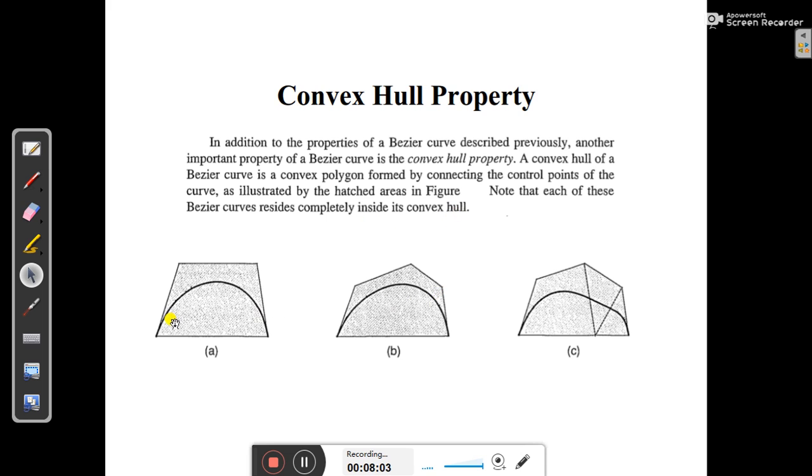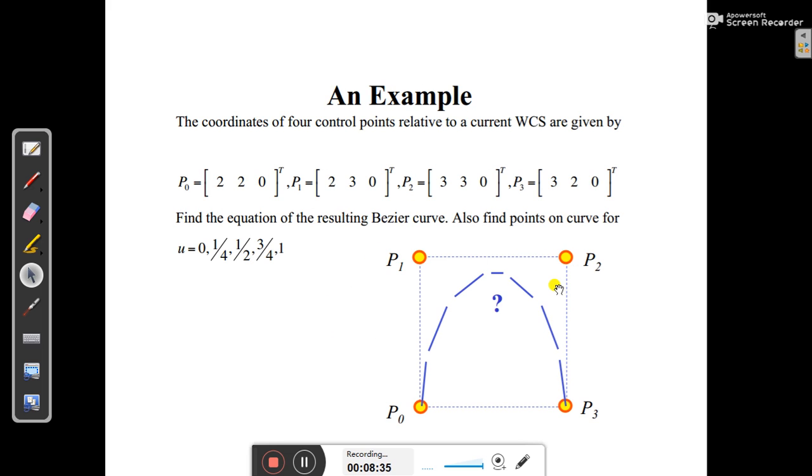Note that each of these Bezier curves resides completely inside the convex hull. So here you can see, if we join the polygon, then the whole curve remains inside that polygon. That is what it is saying. A convex hull of a Bezier curve is a convex polygon formed by connecting the control points of the curve, as illustrated by the hatched areas in the figures. Note that each of these Bezier curves resides completely inside the convex hull.